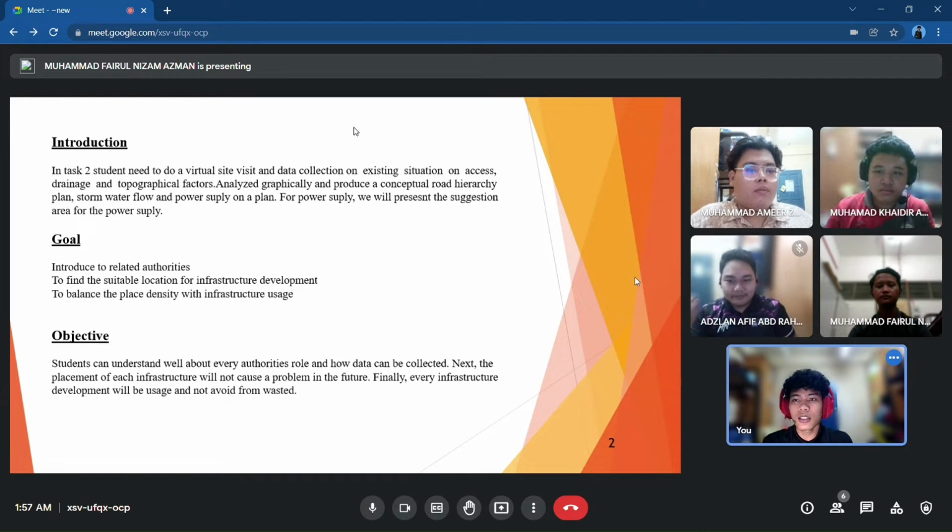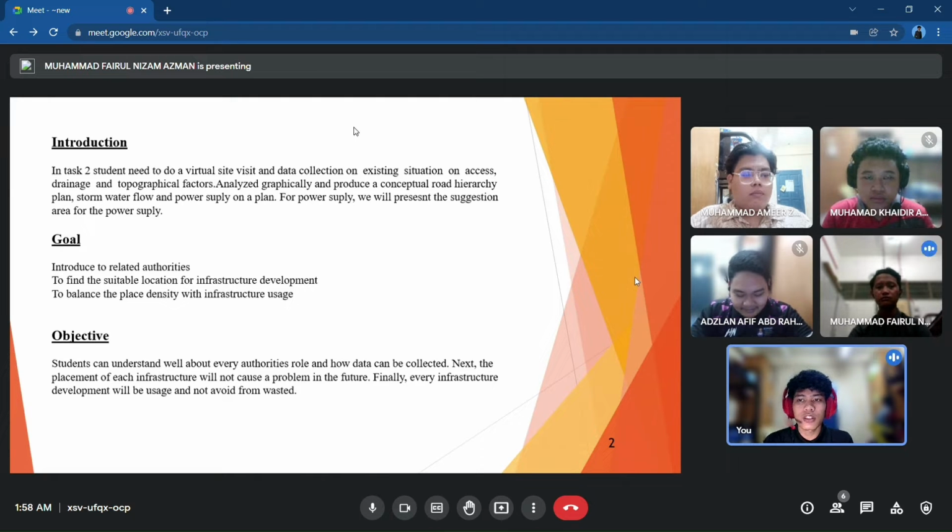For introduction, in task 2, we need to do a virtual site visit and data collection on the existing situation on access, drainage, and topographical factors. We also need to analyze graphically and produce a conceptual road hierarchy plan, storm water flow, and water and power supply on a plan. For power supply, we will present the suggestion area for the power supply.